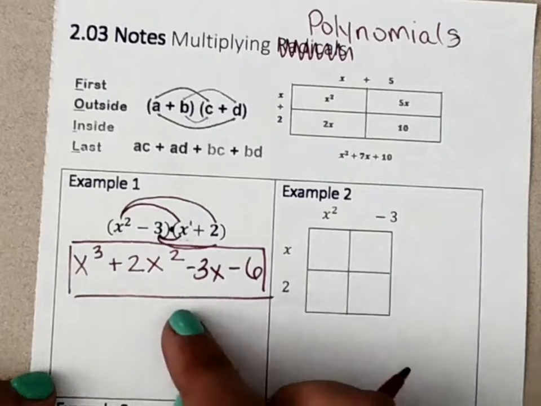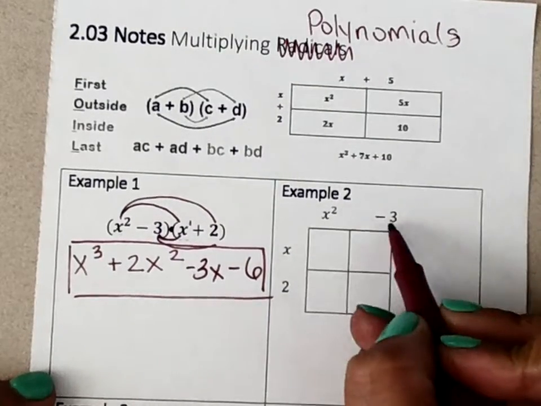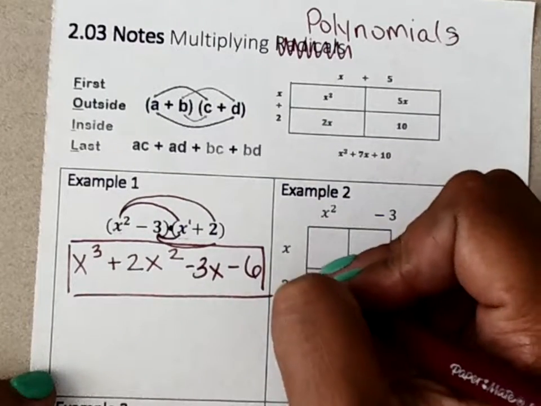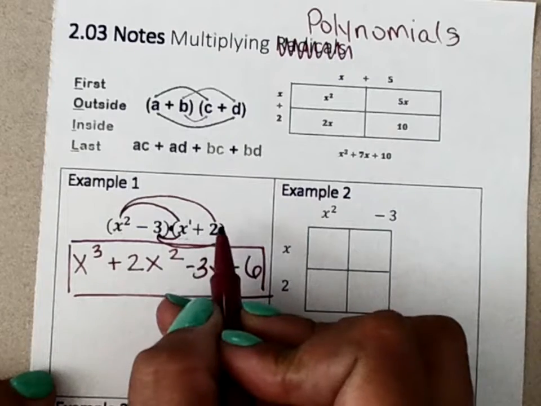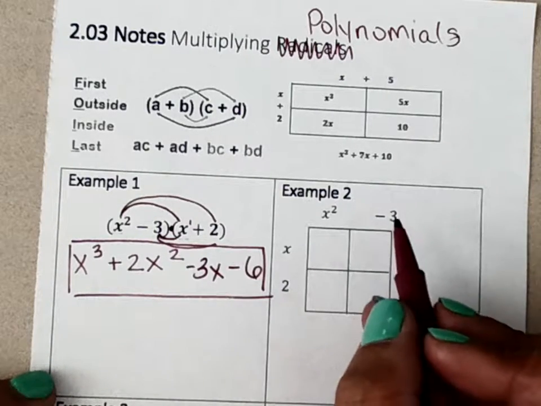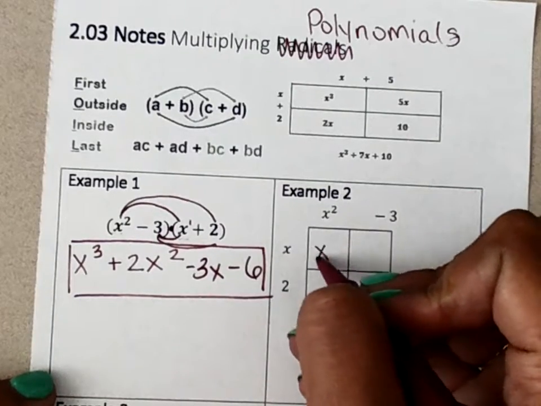Now we're going to try doing the same thing but using the area model. So we have x squared minus 3, that's this polynomial, and then we have x plus 2, which is this polynomial. You don't need to put plus if it's a positive number, but make sure you put the negative if it's a negative number. I know that x squared times x is x to the third.